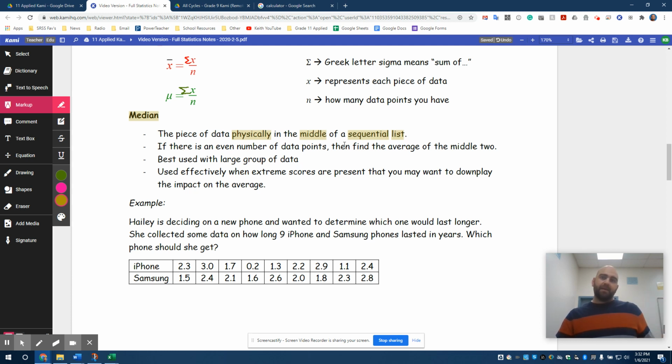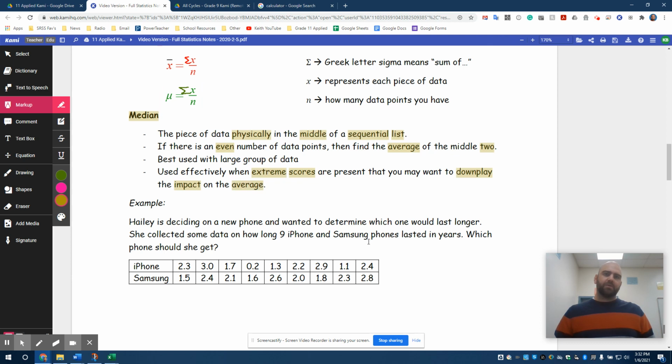If there's an even number of data points, then we find the average of the middle two. This is best used with a very large group of data. It is used effectively when there are extreme scores present, and you may want to downplay the impact of the average. This really comes into play with Professor Rosenthal's data, and we'll see what that means. It gets rid of the extreme scores, the outliers that shouldn't be considered with the normal, when we talk about data.